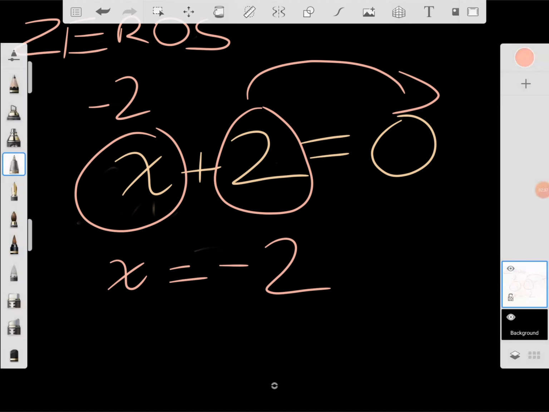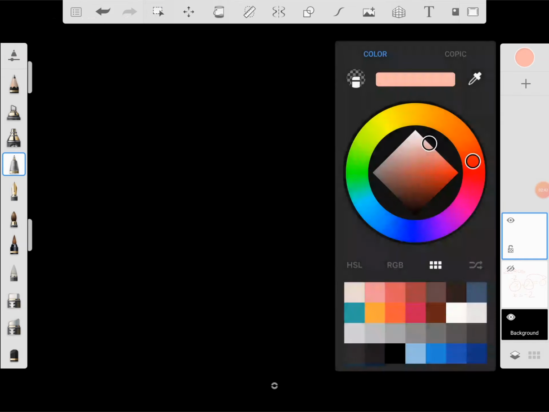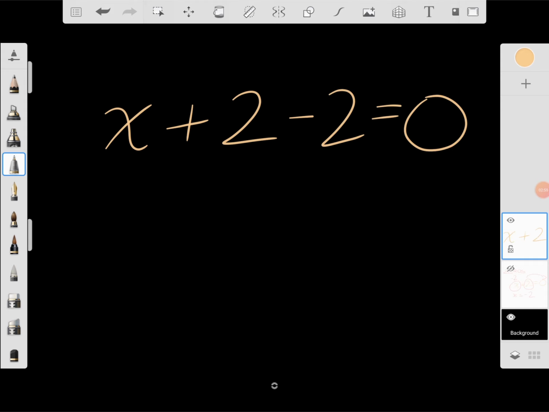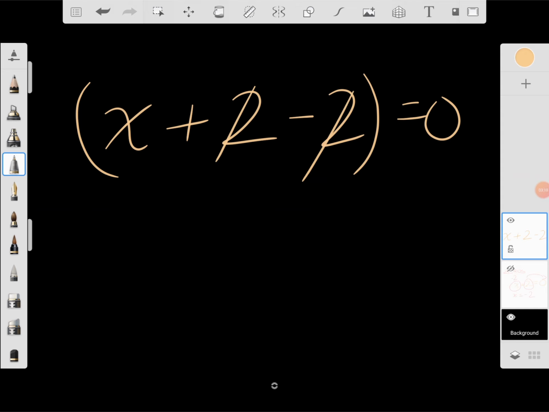Suppose my polynomial is x plus 2 minus 2 is equal to 0. For example, this is my polynomial. If I am asking you to tell me the zeros of this, the whole thing should be equal to 0. Now I know that 2 and minus 2 is already 0. So the only way is x should be equal to 0. So in this case, the zero of the polynomial is 0 itself.